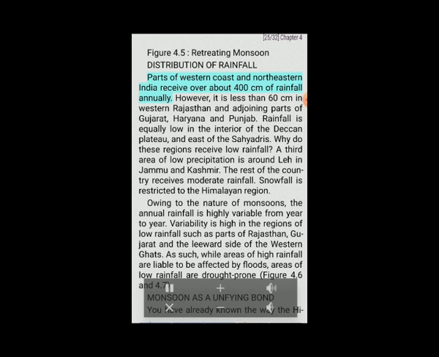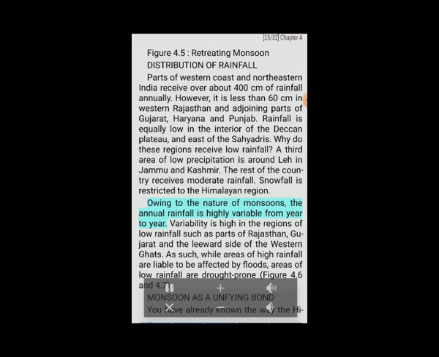Parts of western coast and northeastern India receive over about 400 centimeters of rainfall annually. However, it is less than 60 centimeters in western Rajasthan and adjoining parts of Gujarat, Haryana and Punjab. Rainfall is equally low in the interior of the Deccan Plateau, and east of the Sahyadris. Why do these regions receive low rainfall? A third area of low precipitation is around Leh in Jammu and Kashmir. The rest of the country receives moderate rainfall. Snowfall is restricted to the Himalayan region.